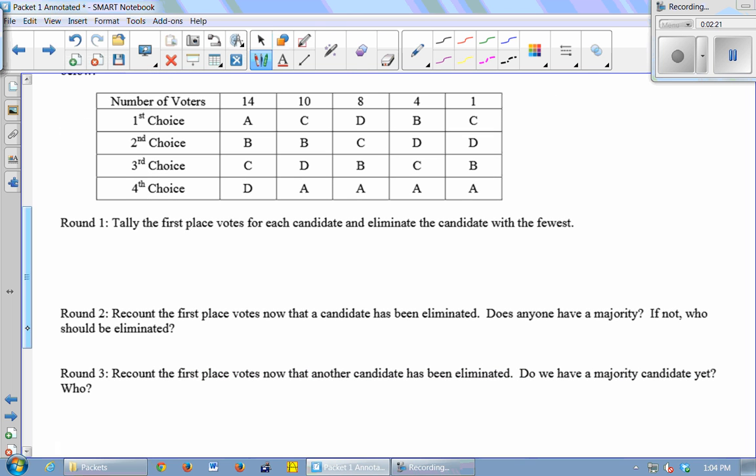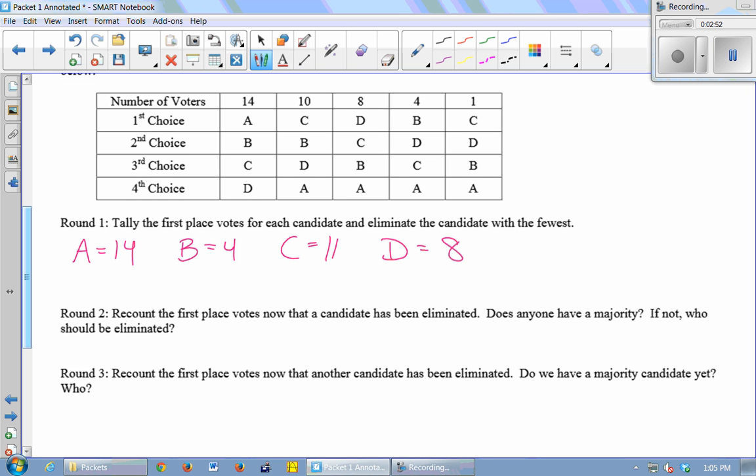So in round 1, we just count up first place votes. A has 14. B has 4. C has 11, these 10 plus this one ballot over here. And D has 8. So far this looks just like the plurality method, right? That's why we call it plurality with elimination.